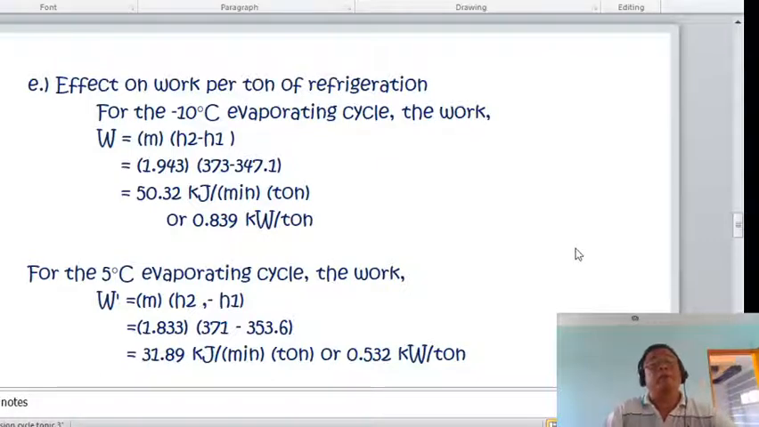And next is the effect on work per ton of refrigeration. Again, work is equal to mass multiplied by H2 minus H1. Take note that this is defined per ton. So, that is 1.943 multiplied by 373 minus 347.1. The value is 50.32 kilojoules per minute per ton, and that is also equal to 0.839 kilowatt per ton. And for 5 degrees, same process, the value is 31.89 kilojoules per minute per ton or 0.532 kilowatt per ton.